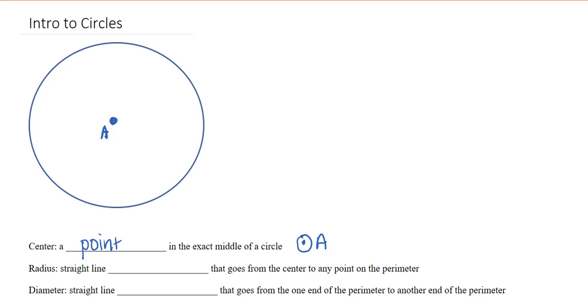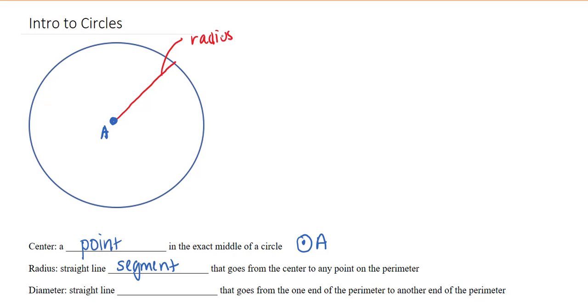Now, radius is just a straight line segment that goes from the center to any point on the perimeter. So it's a segment because it has an ending point and a starting point, right? Or two endpoints. So we can show it to be like this. So that would be the radius.